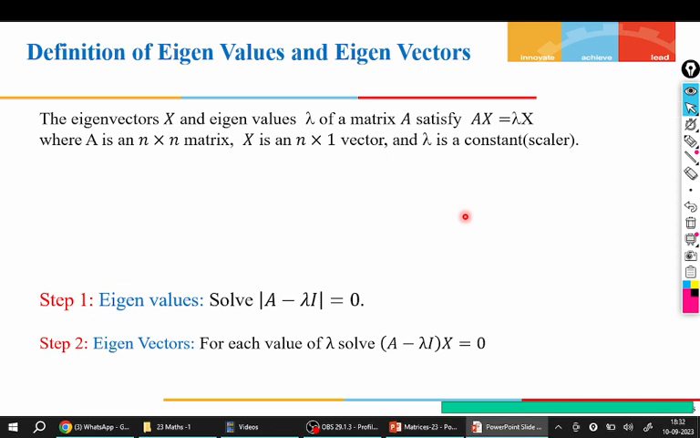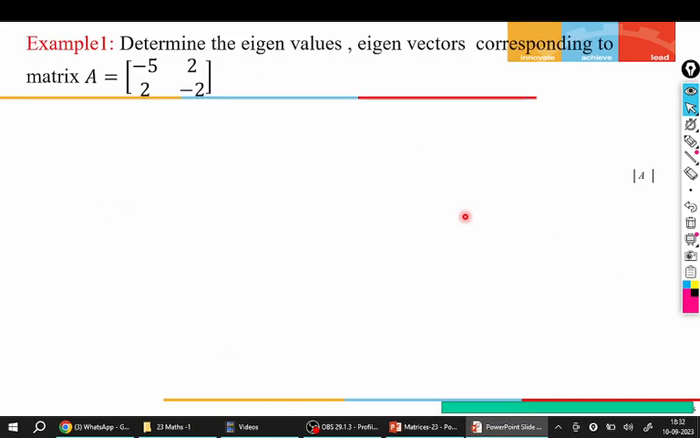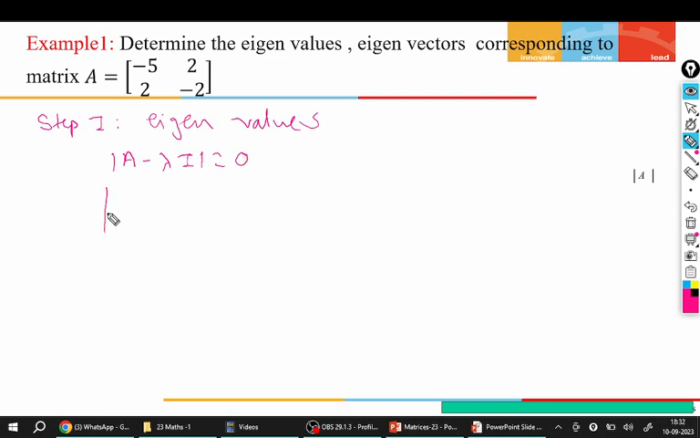Now let us understand the same thing with an example. Suppose the question is: find the eigenvalues and eigenvectors for this matrix A. The method is very, very simple. Step 1 is eigenvalues. We know that for the eigenvalues, we always equate the determinant of A minus lambda I to 0. So we get the determinant of A minus lambda times I.